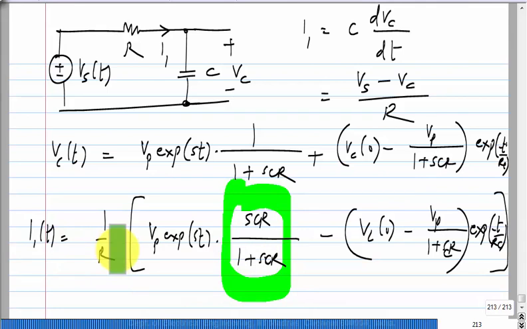In fact, I strongly encourage you to write down the differential equation for I1, which you have already done before, and then write it from there. That should also be quite easy. And of course, for constant inputs, for S equal to 0, you should get the right answer.